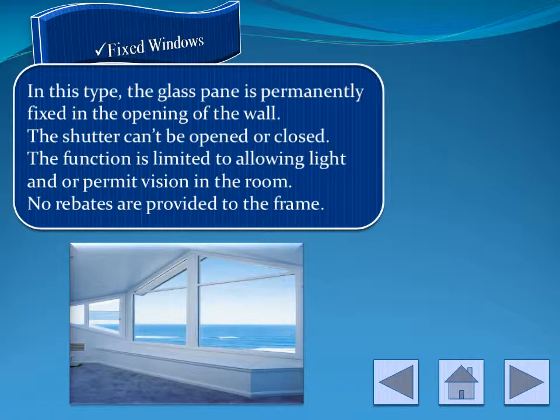The first one we are looking at here is fixed windows. In this type, the glass pane is permanently fixed in the opening of the wall. As you can see in the diagram, the shutter can be opened or closed. The function is limited to allowing light or permitting vision in the room. No rebates are provided to the frame.